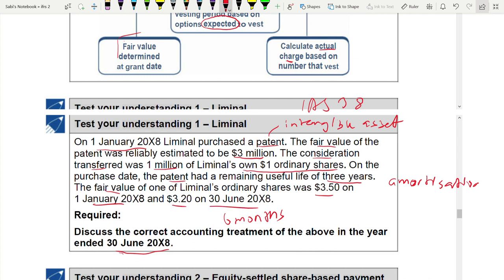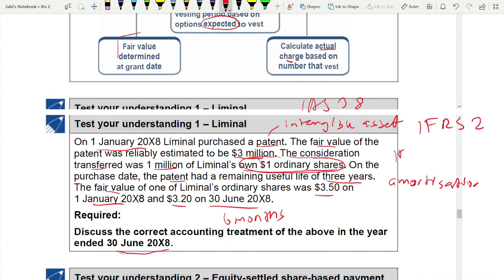Now you need to discuss the correct accounting treatment. First of all, before you do anything, always make sure whether IFRS 2 applies or not. If it does not apply, then you need to go by IAS 38, or whatever other standard applies. If IFRS 2 applies, then only you need to go through the vesting period, fair value at the grant date and all those things. So IFRS 2 in this case applies. Why? Because they have transferred their own ordinary shares.